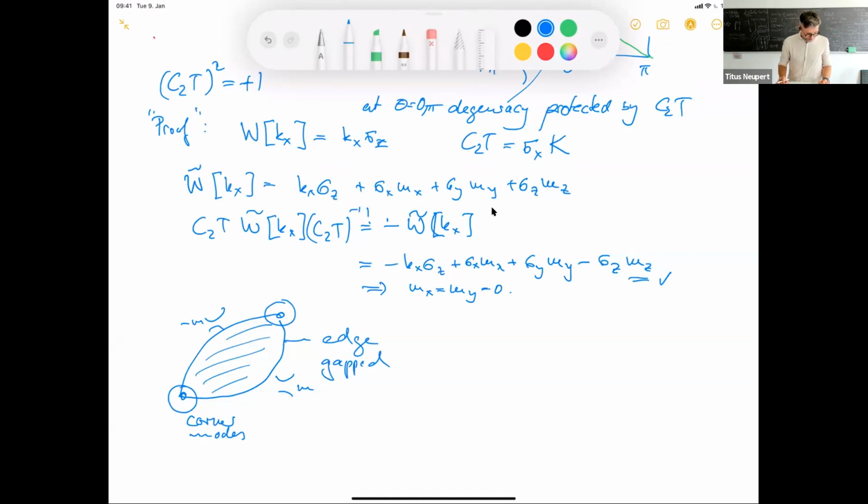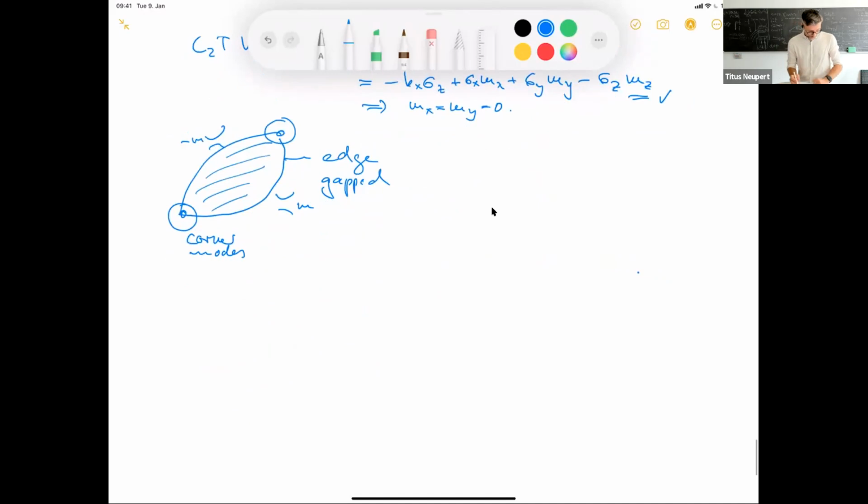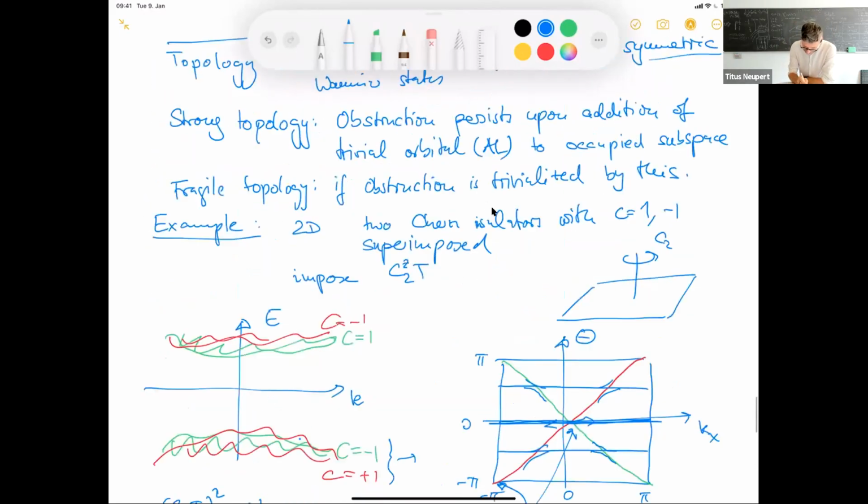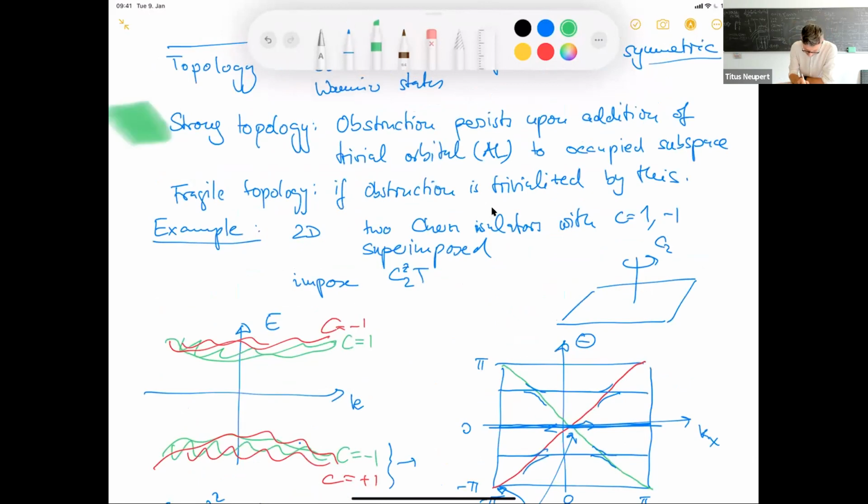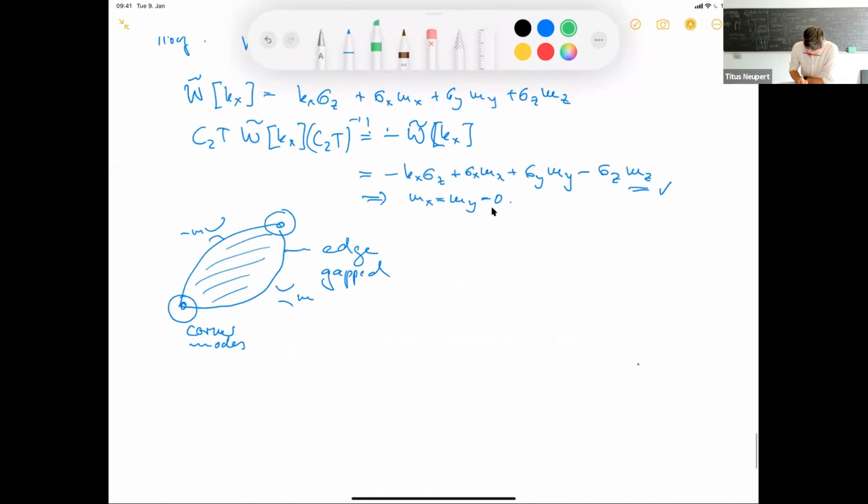Okay, good. Time to move on to delicate topology. And so this was the example for fragile topology. In this sense, this was strong, this is fragile. Now comes number 3, delicate.